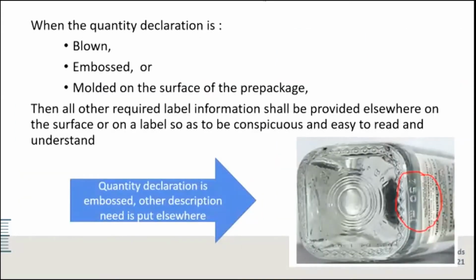So how about when the quantity is blown, embossed, and molded? Other requirements of label information shall be provided elsewhere on the surface or on the label, so it should be conspicuous and easy to read and understand. Okay, as we can see, we have 750 milliliter quantity declaration embossed, and other description that is needed was stuck or put on the label on a different surface. Okay.